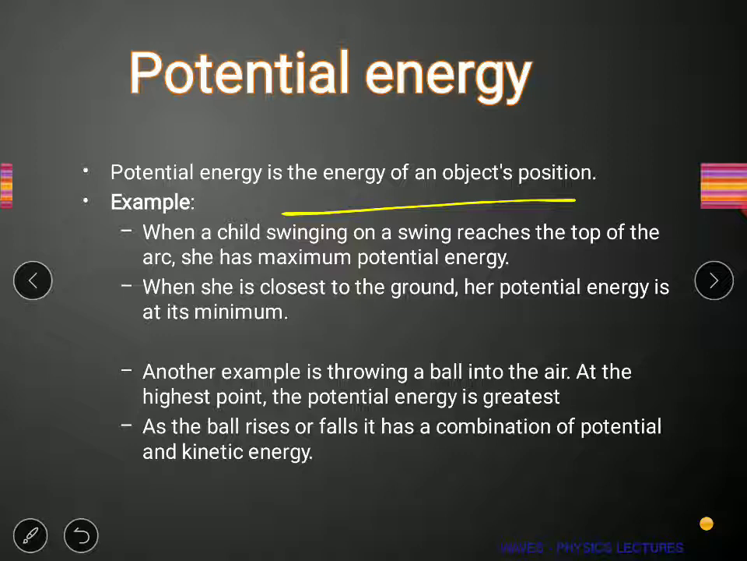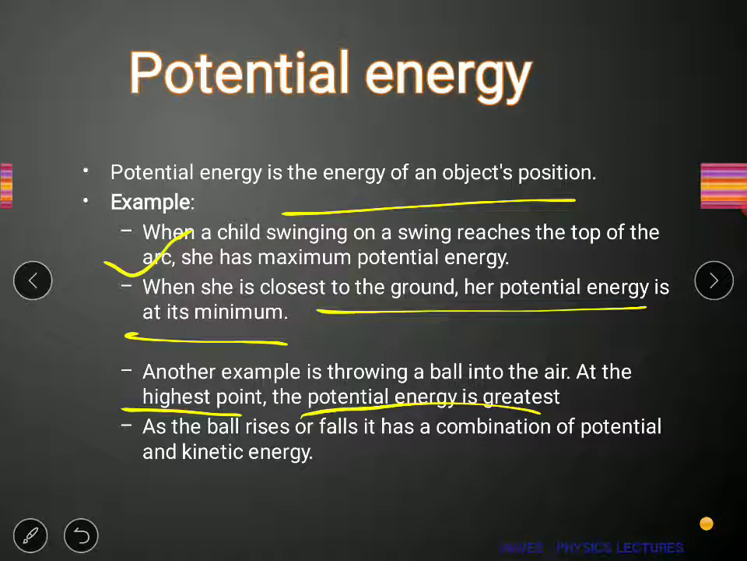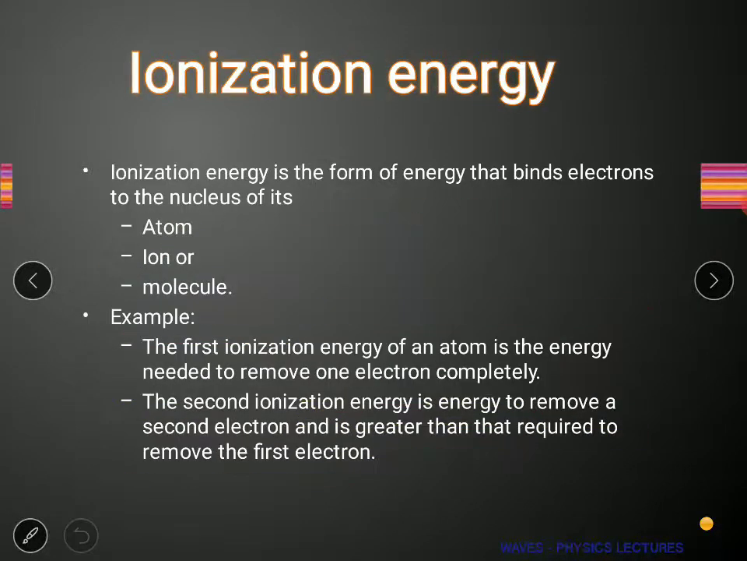Again the same example: when the child swings, potential energy is maximum at the end, and close to the ground the potential energy is at minimum. So it's the swinging example that we're talking about. If you throw a ball upwards, at the highest point the velocity becomes 0, so the potential energy is greatest there, because kinetic energy becomes 0. As the ball rises and falls, there is a combination of potential and kinetic energy. These are some of the examples that we already know. These derivations I think we have also done before.